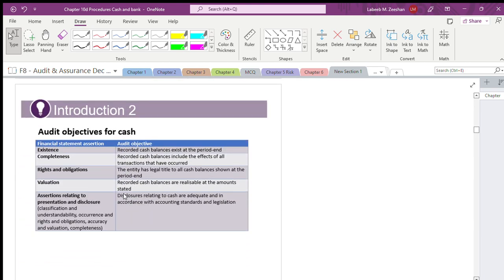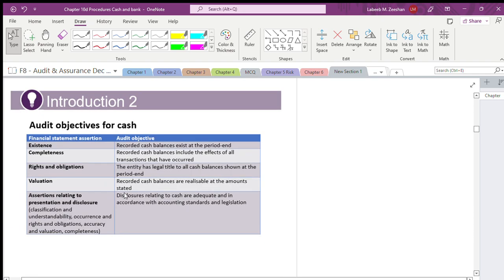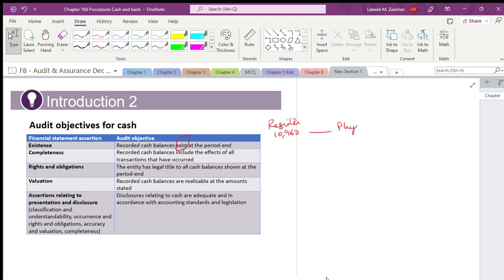Now, what we are doing here is a little bit specific. Existence: recorded cash. What is the assertion? Existence. What is the objective of existence? The objective is that recorded cash exists at the period end. If you are showing 10,960 in the register, then you should have physical cash of 10,960. That is the existence. It should match with the register. That is the first objective.